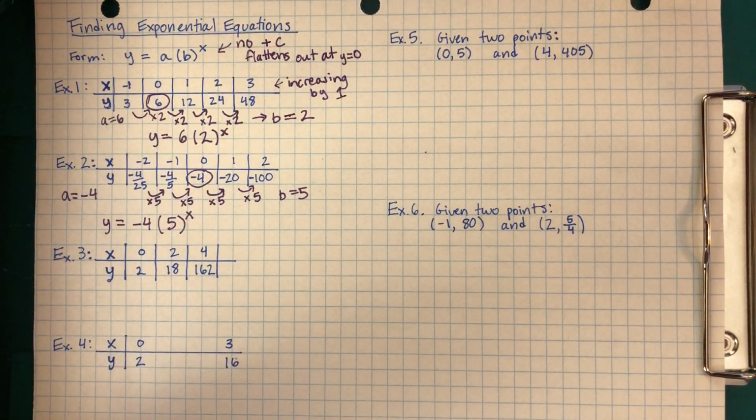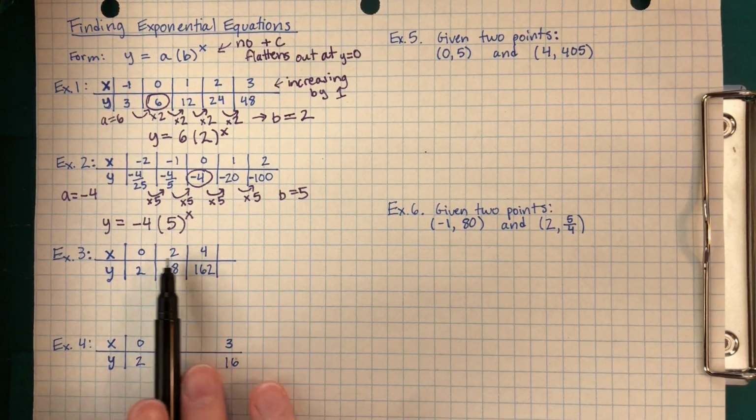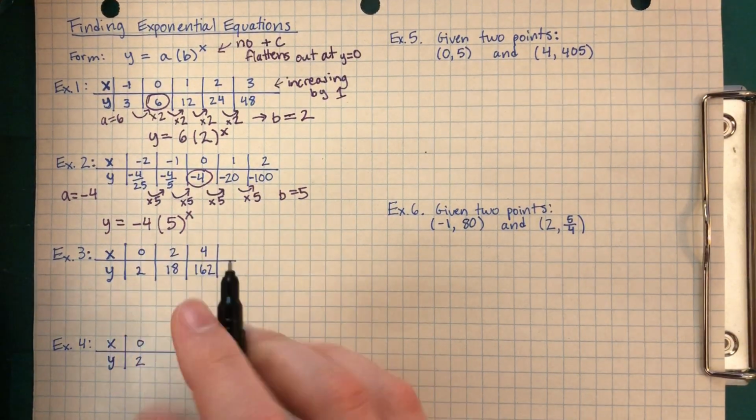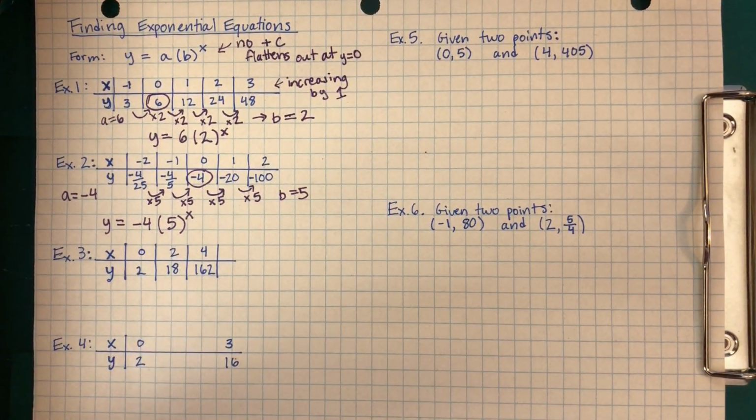Okay, let's look at this next one. And this has a slight difference between the first two examples. And that's because if you look at these x values, they are not increasing by 1. They're increasing by 2. So really, we can't necessarily use the exact same method because we're missing some of the information.